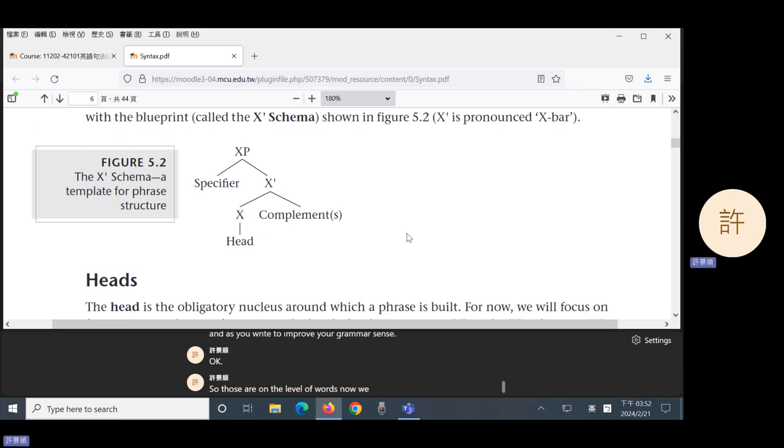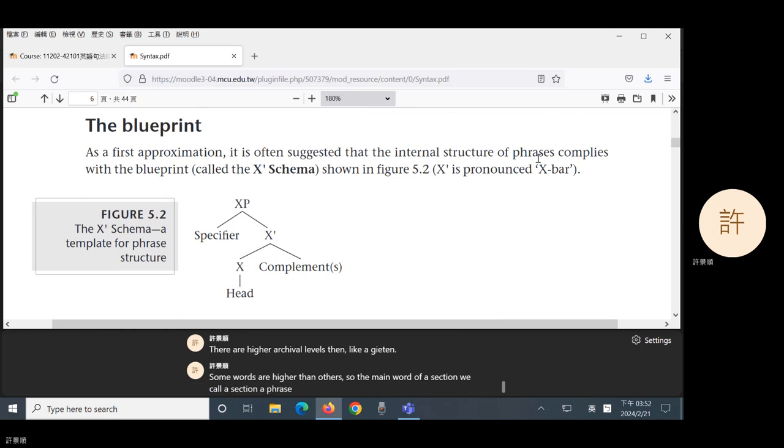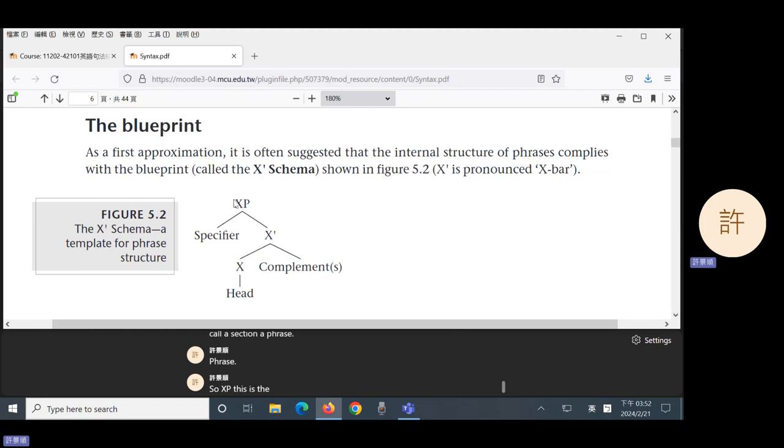Now we get into this thing. So when you put words together, it's not just a straight line. There are hierarchical levels. 分那个阶层. Some words are higher than others. So the main word of a section, we call a section a phrase. Phrase. So XP, this is the phrase level. This is the bar level. Right, X prime is called X bar.